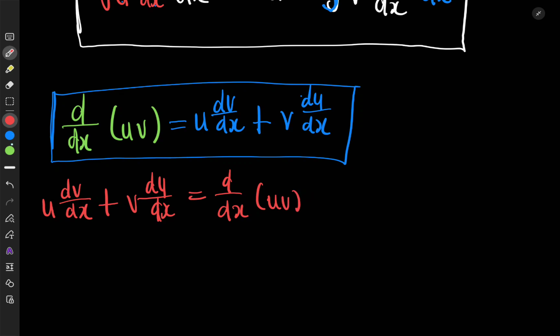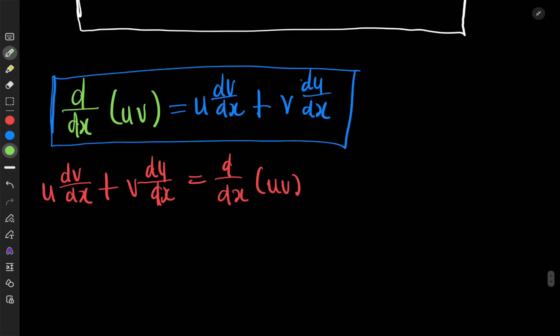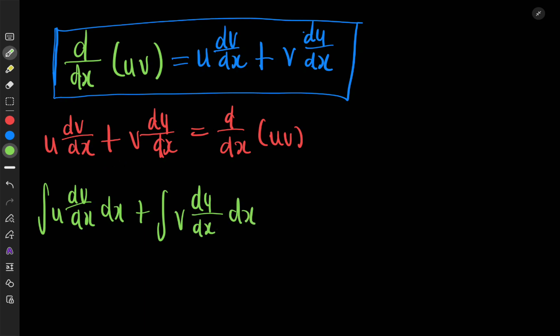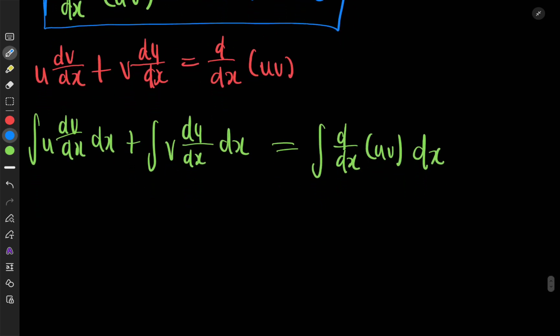So what we are going to do is introduce the integral sign. We're going to integrate everything with respect to x. So this is going to be the integral of u dv dx with respect to x, plus the integral of v du dx. You are allowed to split the integral sign if things are adding. This is going to be the integral of the derivative d dx of uv, and we are integrating it with respect to x. So tell me what happens here now.